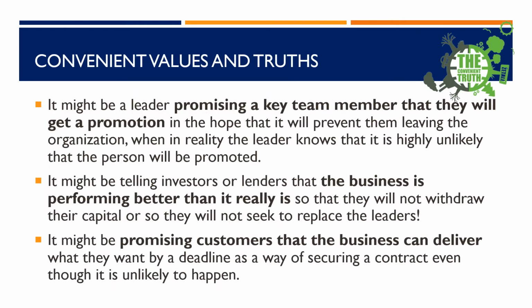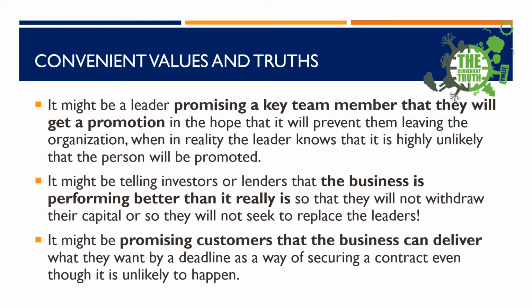In leadership, convenient values are most often reflected by convenient truths. Leaders who do not tell the truth, because it is beneficial not to do so, either for them personally or for their team. It might be a leader promising a key team member that they will get a promotion, in the hope that it will prevent them leaving the organization, when in reality the leader knows that it is highly unlikely that the person will be promoted.